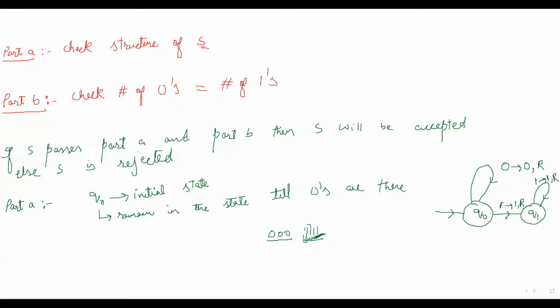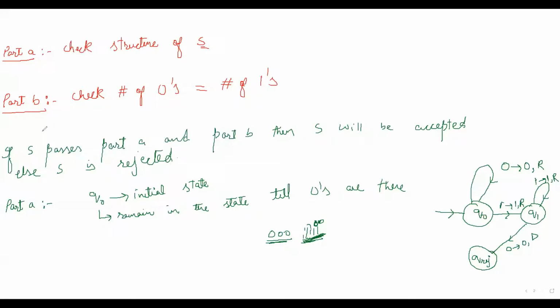However, if 0 comes here, that means I am not in the correct format because I have seen 1 and then there are zeros. That means it is not in the actual structure. What was the actual structure? First we should have zeros, then we should have ones. So in this Q1, if 0 comes, I will write 0 and I can move in any direction, left or right, but I will go to a reject state, Q reject. Reject means that my string has not passed the part A. So if it has not passed part A, the string will be rejected.